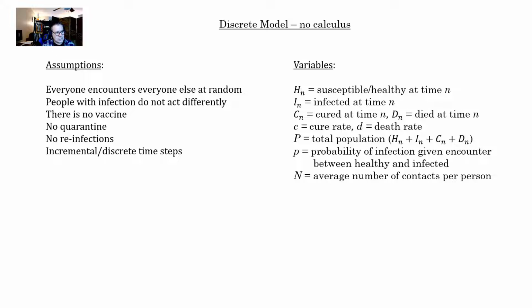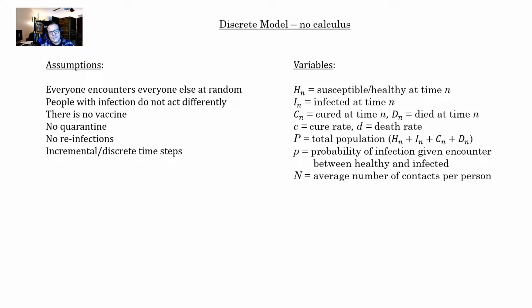We're not going to include a vaccine in the model. There's no assumption of any quarantine happening. There aren't any reinfections, so once somebody has the infection, they're either going to be cured or die from the infection. And then we're, again, assuming these incremental and discrete time steps.